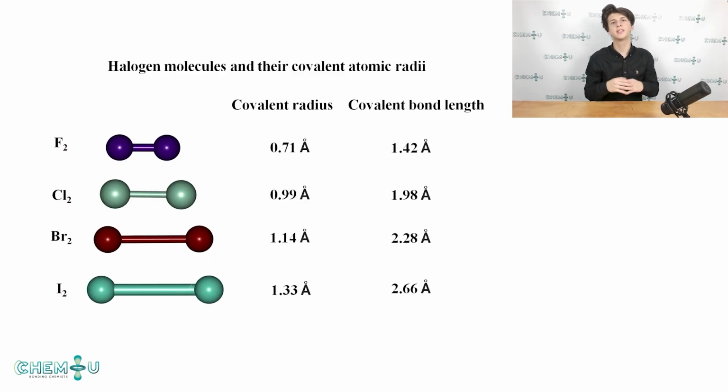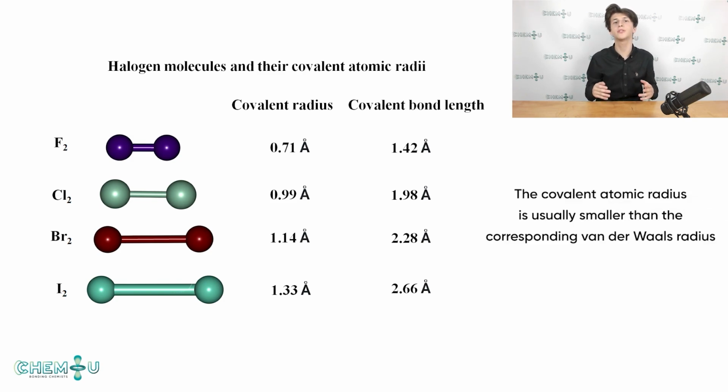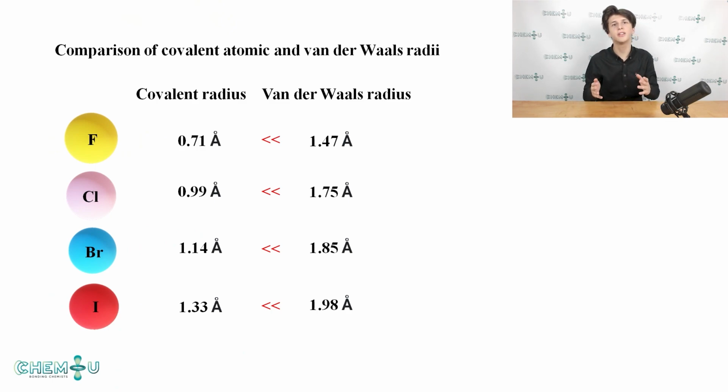Here on the slide you can see the halogen molecules, their covalent bond lengths and covalent atomic radii. I would also like to mention that the covalent atomic radius is also smaller than the corresponding van der Waals radius. Here on the slide you can see two tables. The first one represents the covalent atomic radii, and the second one provides the van der Waals radii for the same atoms. Well, I guess these tables perfectly illustrate my last statement about the relations between these two types of atomic radii.